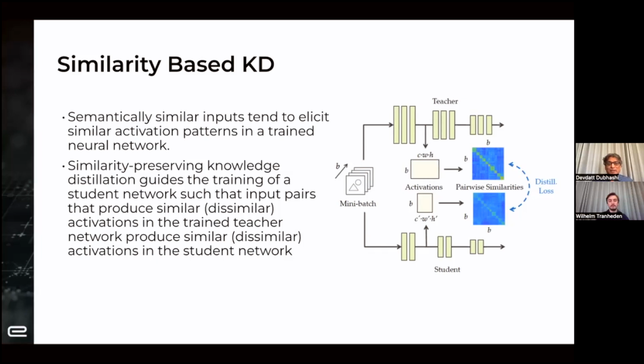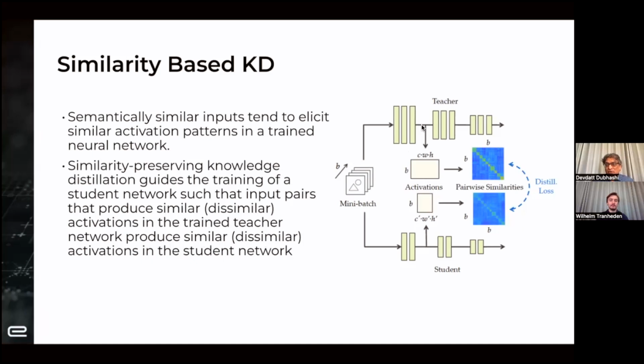So what's that about? The basic idea is that you want similar inputs to elicit similar activation patterns. So the similarity between inputs should translate into similarity in representations. It's a very key and powerful idea in many areas of machine learning. Let's bring that into distillation. So similarity preserving knowledge distillation guides the training of the student such that input pairs that produce similar or dissimilar activations in the teacher should do the same thing in the student. They should produce similar or dissimilar activations in the student. So similar input should produce similar representations.